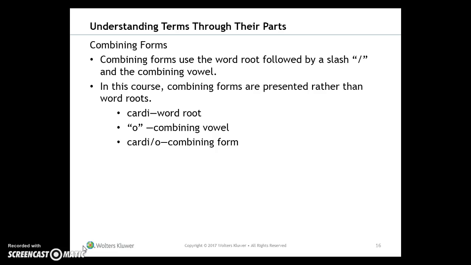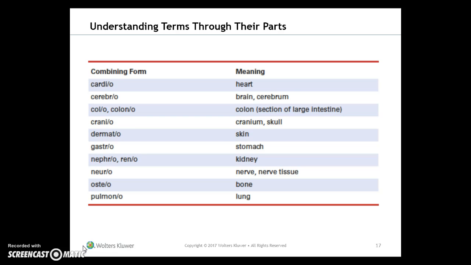Combining forms use the word root followed by a slash and the combining vowel. So what you're going to see, the combining forms are presented rather than just the word root. So the book presents cardio as the combining form. So word root, the vowel, an O, an I, or an E, and then you'll see the combining form.